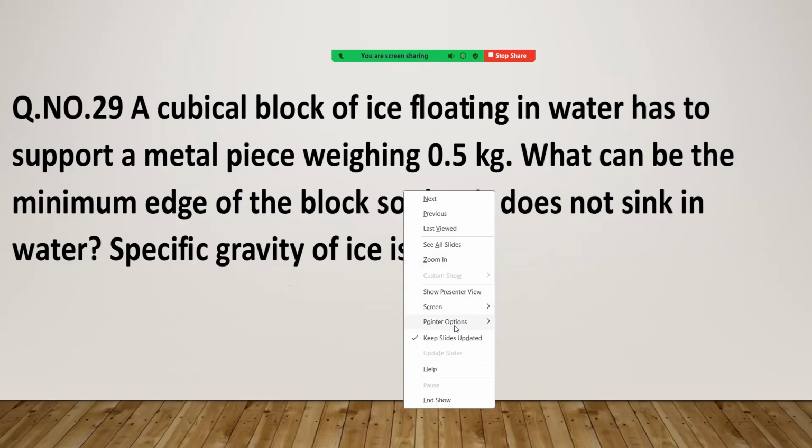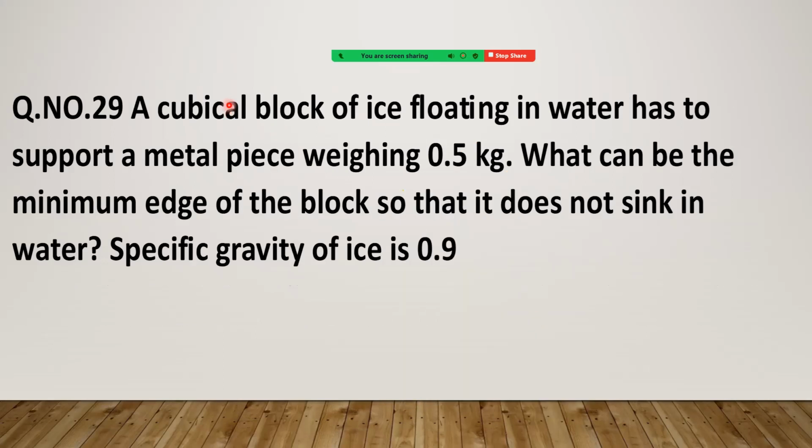Right. Now see the question given. A cubical block of ice floating in water has to support a metal piece weighing 0.5 kg. What can be the minimum edge of the block so that it does not sink in water? See the question carefully. It is a cubical block of ice. It has to support a metal piece weighing half kg. What can be the minimum edge of the block so that it does not sink in water?